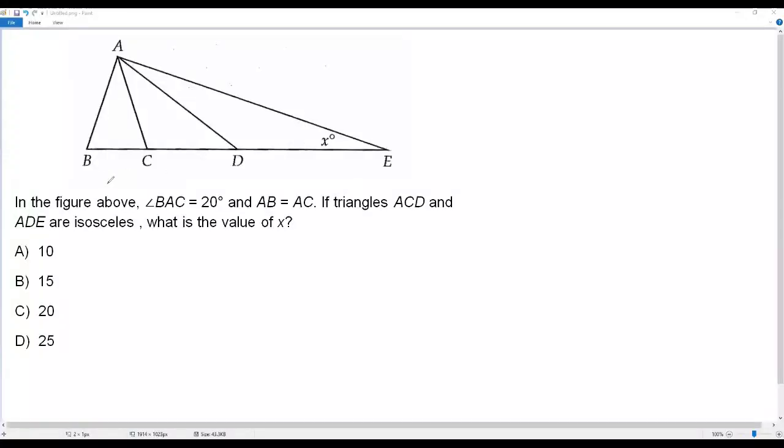Here we have a SAT math question. There is a figure given over here. In the figure above, angle measure BAC is 20 degrees and AB equals AC. If triangles ACD and ADE are isosceles, what is the value of x?